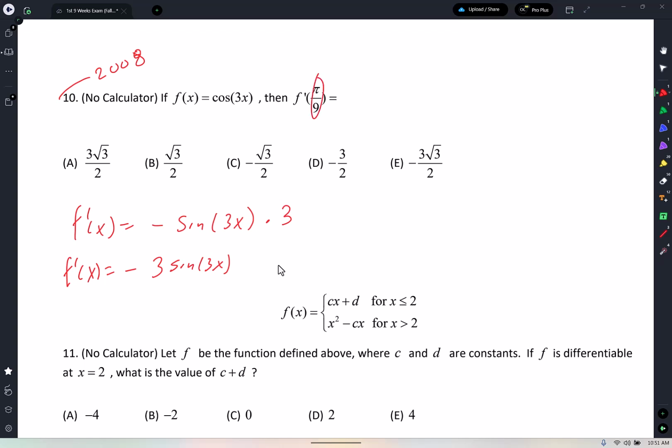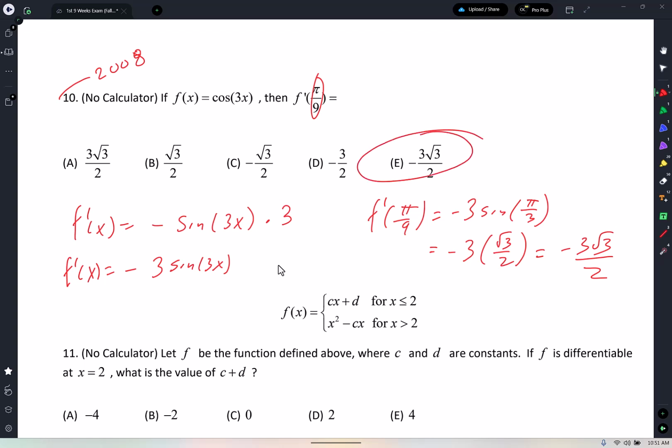Now what am I going to insert? Pi over 9. So f prime of pi over 9 equals negative 3 sine. When I plug in pi over 9, 3 goes into 9 3 times. So I get sine of pi over 3. Do you remember what sine of pi over 3 is? What is it? Look for that answer. Yeah, because it's 60 degrees and it's a sine.